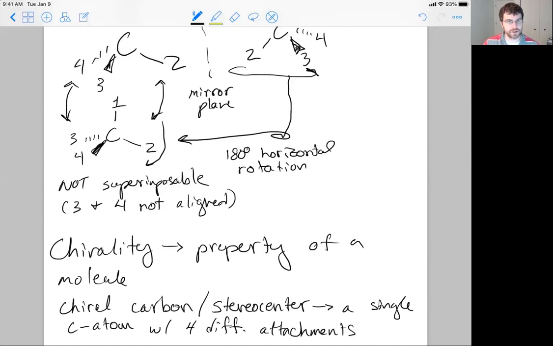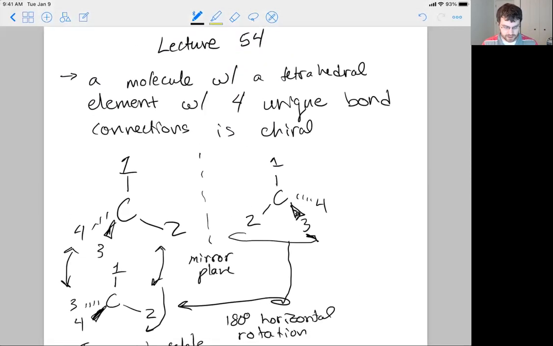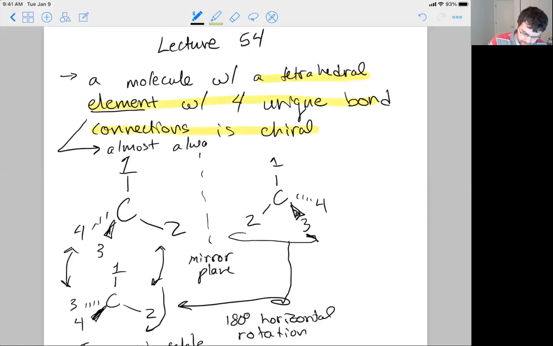I'm going to scroll up in my notes and just revisit the original definition of chirality that I started with. So I started with saying that a molecule with a tetrahedral element with 4 unique connections is chiral. That tetrahedral element with 4 unique connections is almost always carbon. And if you think about it, there are several elements that can attach 4 things, can adopt a tetrahedral geometry, and can then render the entire molecule chiral.